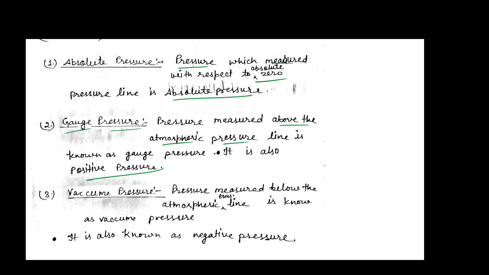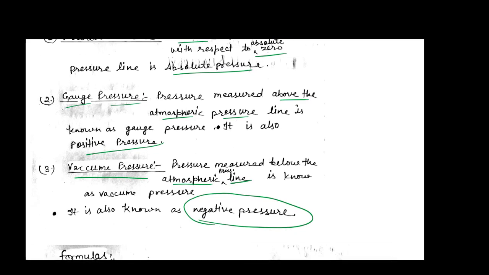And third one is the vacuum pressure. Vacuum pressure is the pressure which is measured below the atmospheric pressure line. Okay, gauge pressure is measured above and vacuum pressure is measured below the atmospheric pressure line. It is known as vacuum pressure, and in some terms it is also known as negative pressure. So gauge pressure is positive and vacuum pressure is negative.